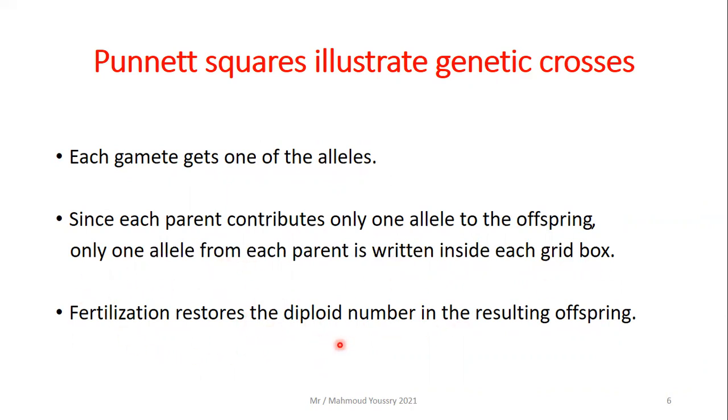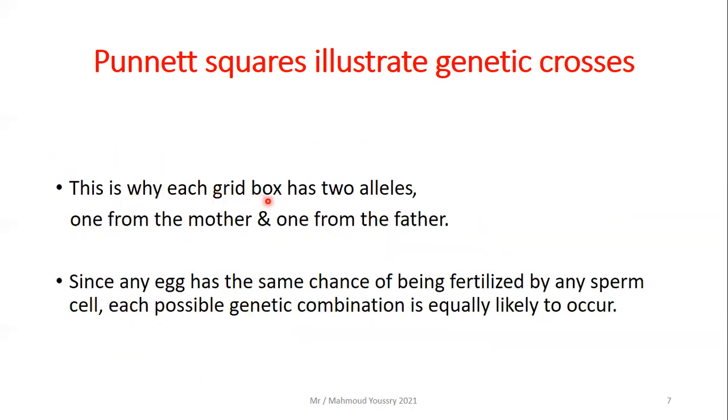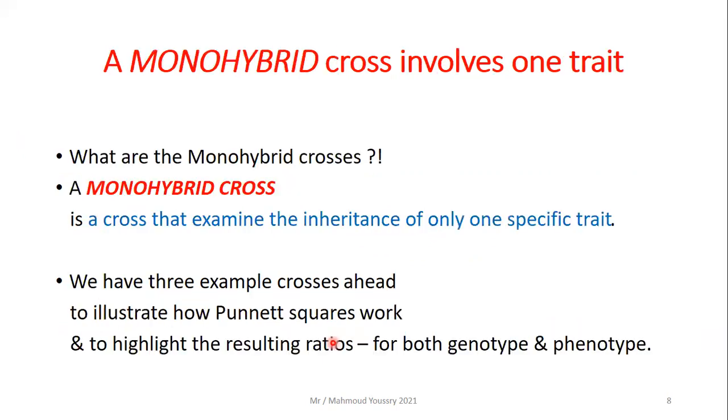Fertilization restores the diploid number in the resulting offspring. This is why each grid box has two alleles, one from the mother and one from the father, to restore the diploid number. Since any egg has the same chance of being fertilized by any sperm cell, each possible genetic combination is equally likely to occur.